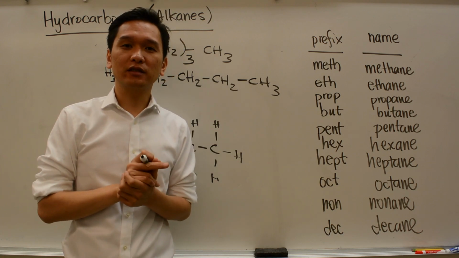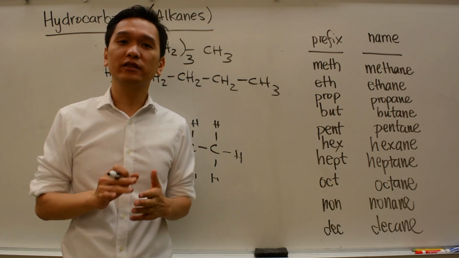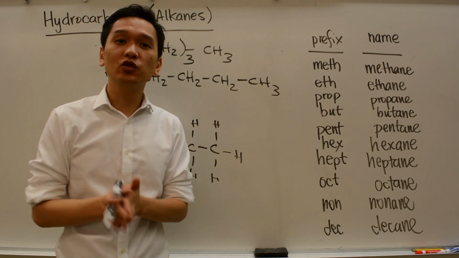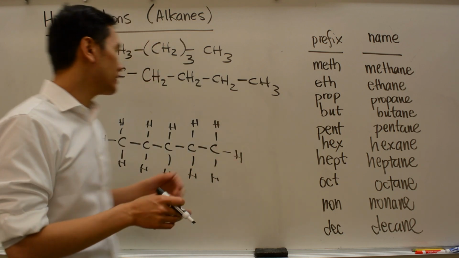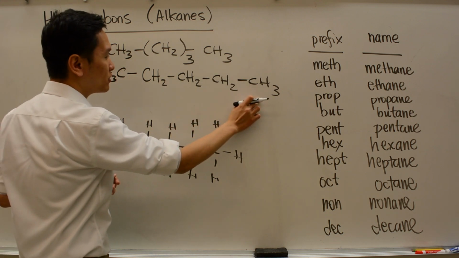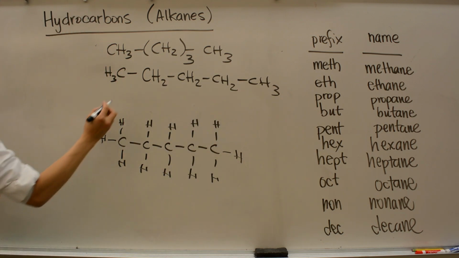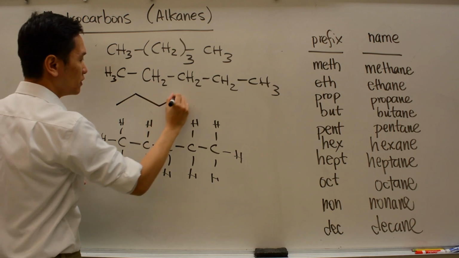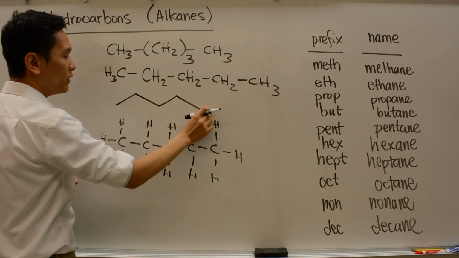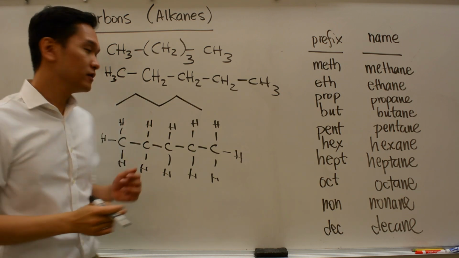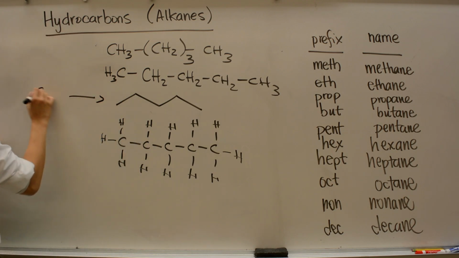And in the skeletal structure, you basically ignore all the hydrogens. Hydrogens are everywhere, so we assume they are already there. So for example, if I wanted to draw the skeletal structure for methane, it looks like this. 1, 2, 3, 4, 5. In a skeletal structure, right, so this is called skeletal structure.